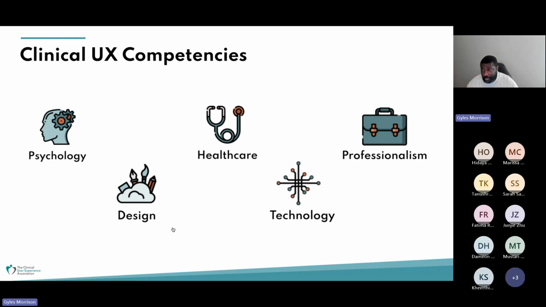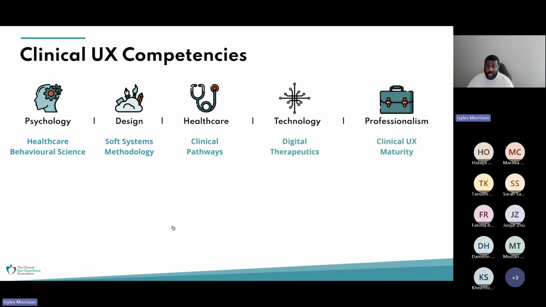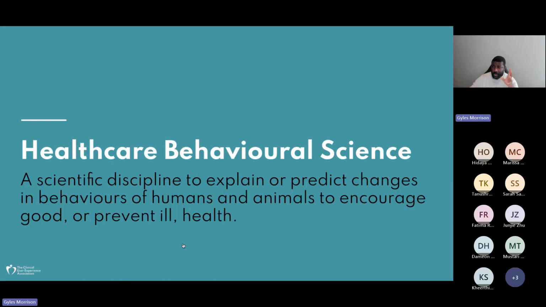actually impact people's lives. So if there's just one key skill or knowledge area for all of these that they should focus on, these are the following. So there's healthcare behavioral science, there's soft system methodology, understanding clinical pathways, digital therapeutics, and clinical UX maturity. So, healthcare behavioral science is a scientific discipline to explain and predict changes in behavior of humans and animals to encourage good or prevent ill health. That's it, basically that. Now, there's many different approaches that you can apply to understand healthcare behavioral science.